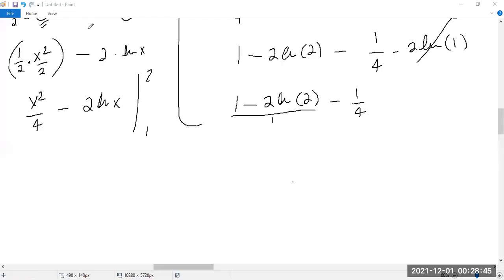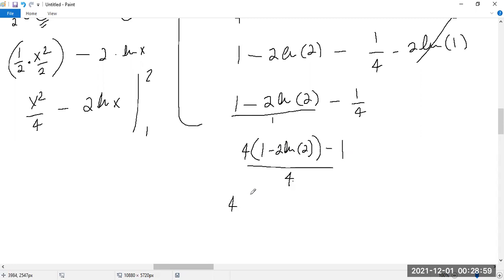And of course, if you're particularly for it, you could sort of simplify this, right? You could combine this, right? You could say this is 1 minus 2 ln of 2 minus 1. And then you could distribute. You could say this is 4 minus 8 ln of 2 minus 1 over 4.